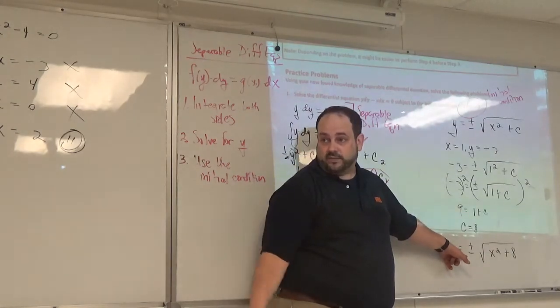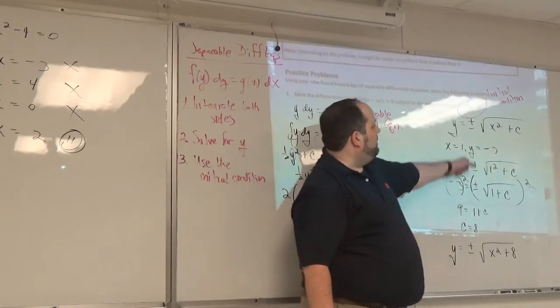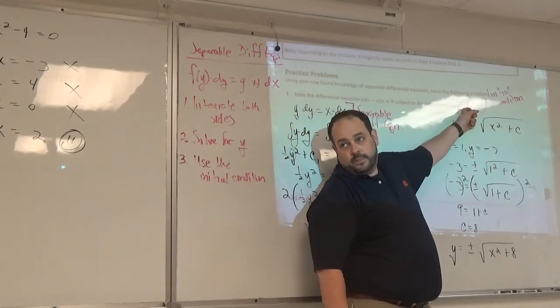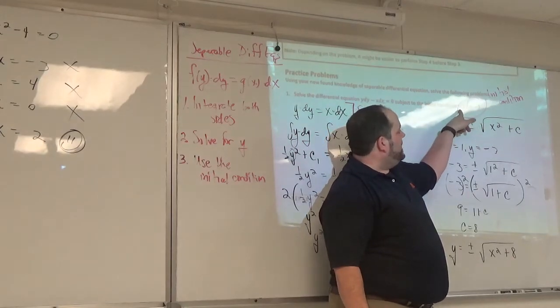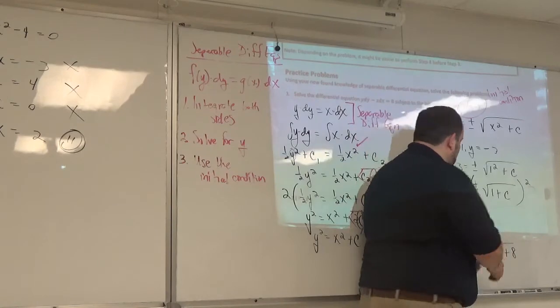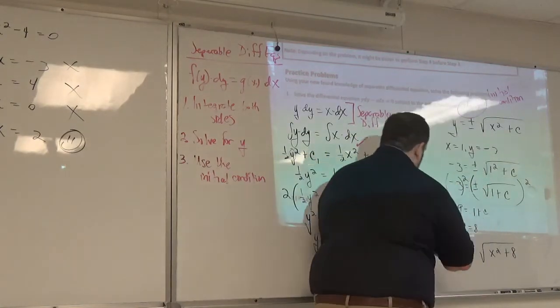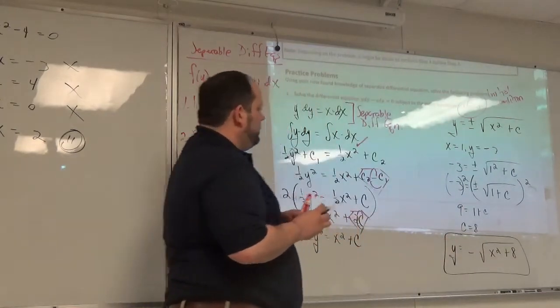Negative. Yeah. Why would you go with the negative? Because when we had the initial condition, if it was a positive, it would turn out to be negative 3 is equal to 3. Right. Because the initial condition has a negative y value, we're going to have to go with the negative version. So your final answer is going to be this guy right here.